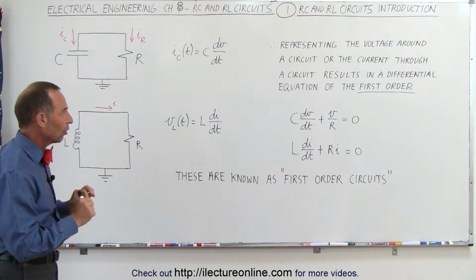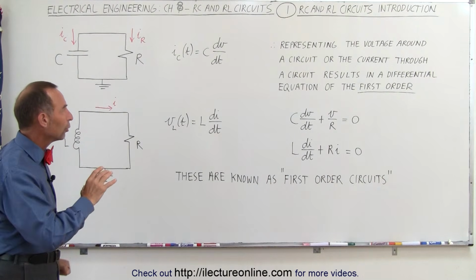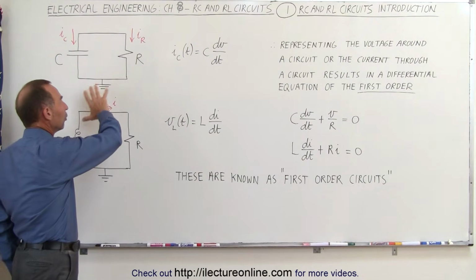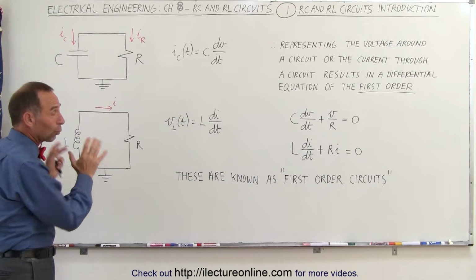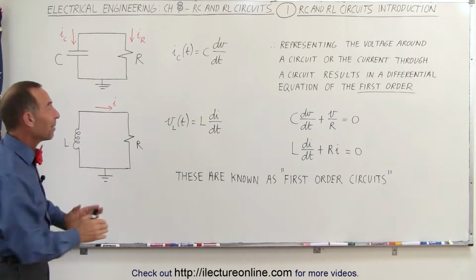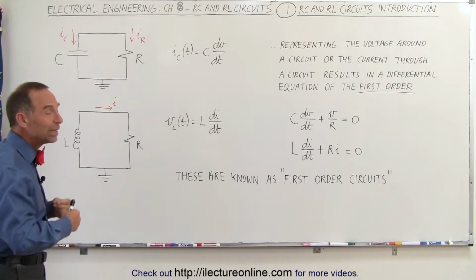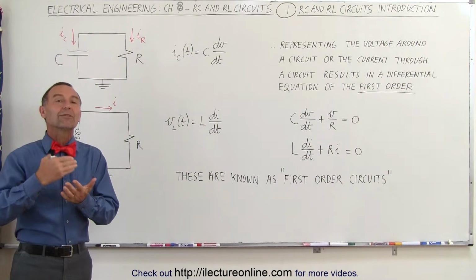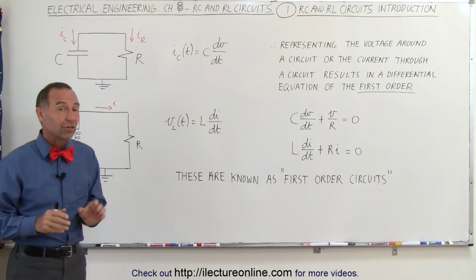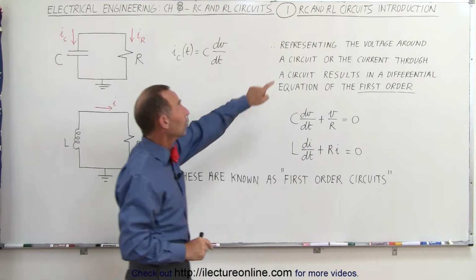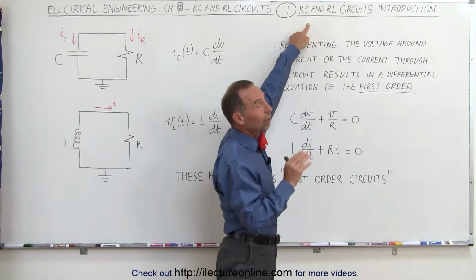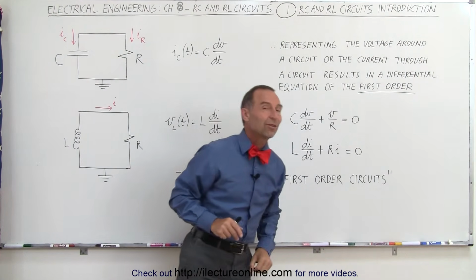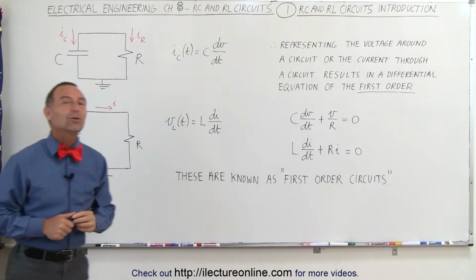Now, what this chapter is all about is learning how to calculate the current through any of the branches and the voltage across any of the branches. Of course, we'll see more complicated examples than what we have over here, but we need to learn how to find the current and the voltage in these various types of circuits, again limiting the circuit to either resistors and capacitors, or resistors and inductors. So that's what we're going to do in this section.